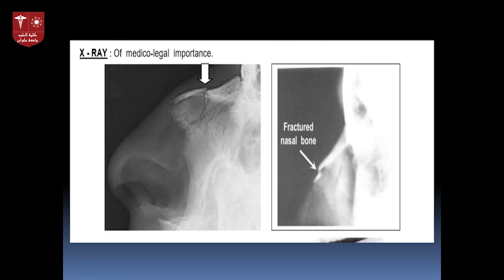For investigation, we'll do an X-ray. You can see the fractured nasal bone, and it's important as a medico-legal matter because usually this is due to a car accident or a fight. So you have to confirm and prove it by a plain X-ray to legalize the condition.